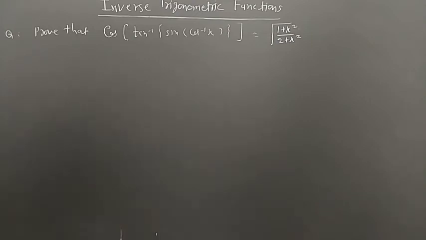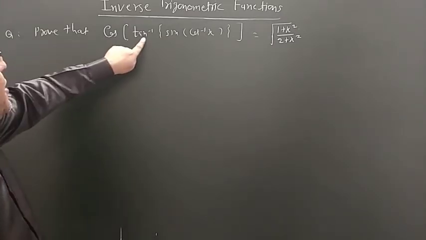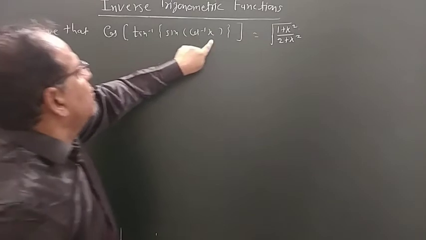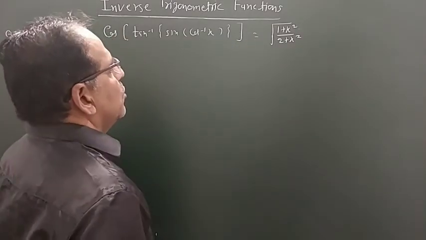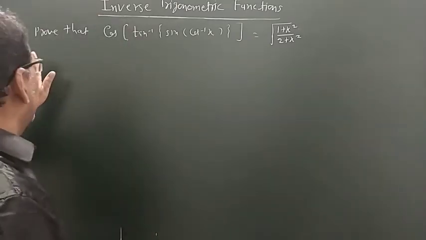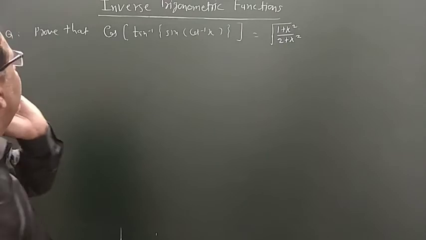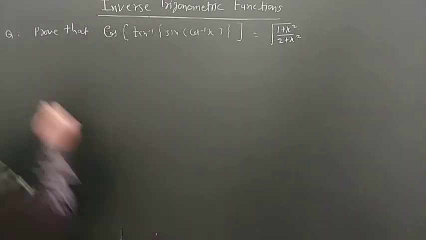Now one more problem from inverse trigonometric functions. Prove that cos tan inverse sin cot inverse x equal to under root (1 plus x square) upon (2 plus x square). This is a question from the IIT JEE entrance examination. So now we start with the left hand side.